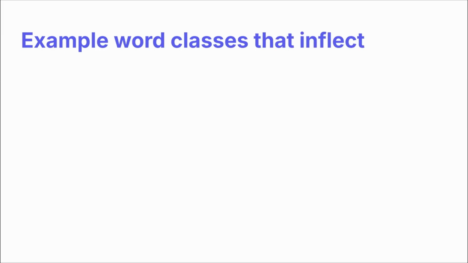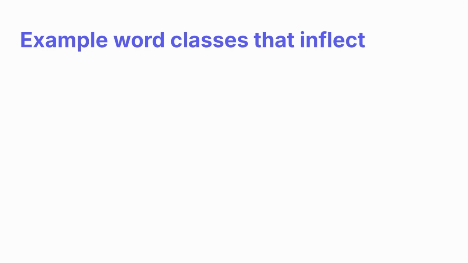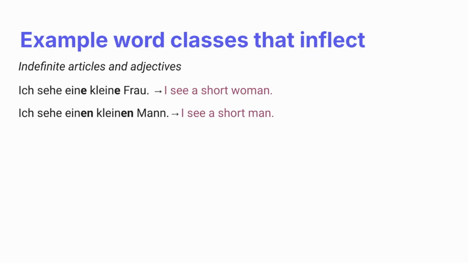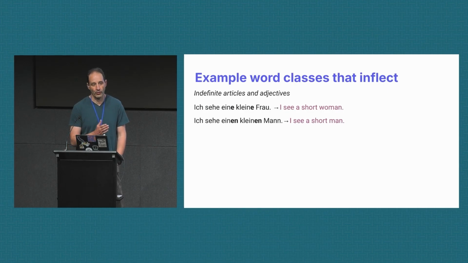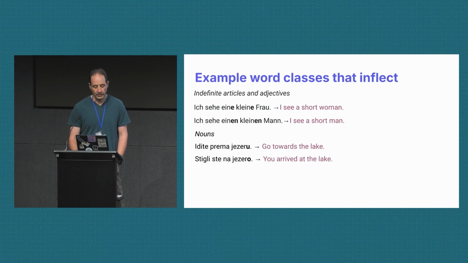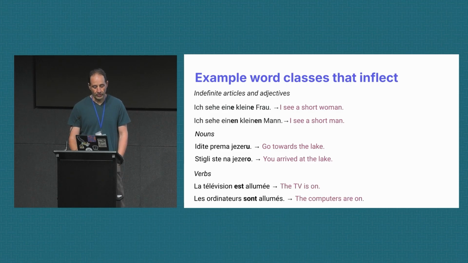So which word classes are usually affected here? Articles and adjectives. As you can see here, they usually match the number, the gender, and the case. The English equivalent doesn't change, but German does. Nouns, in this case, we are going towards the lake. We arrived at the lake. The suffixes in the words change. Again, English doesn't. Verbs, conjugations, usually plural and singular. In some languages, the past tense has to match the gender of the noun.